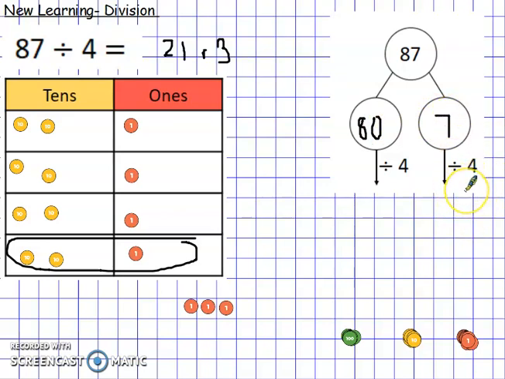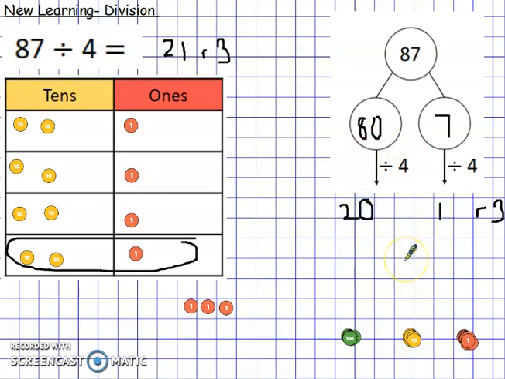How many 4s go into 7? Just 1. And there's a remainder. 4, 5, 6, 7. Remainder 3. How many 4s go into 80? Well, I know that there's 2 4s in 8, so the answer must be 10 times bigger. 20 4s in 80.